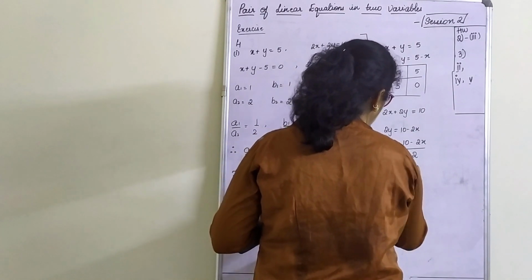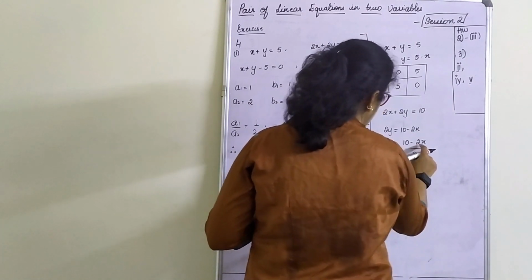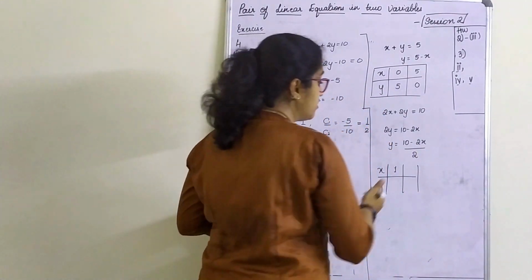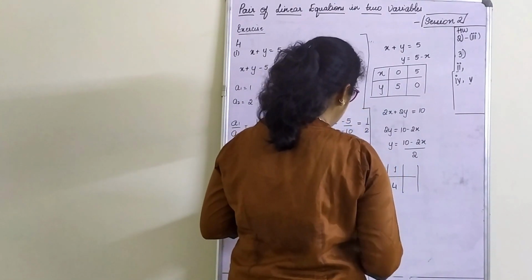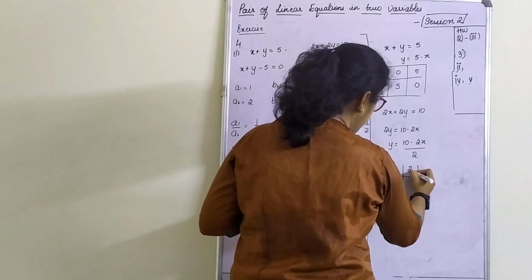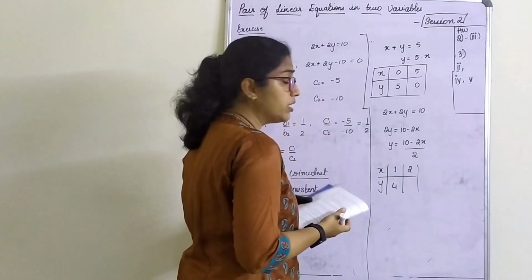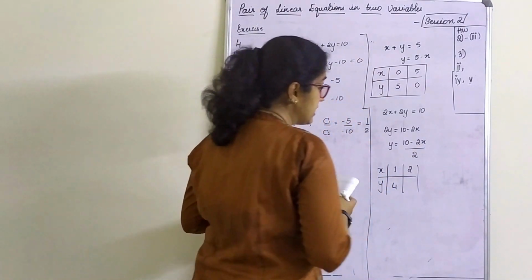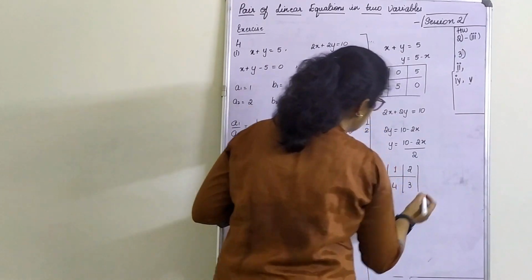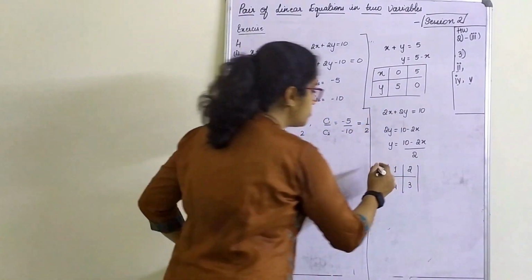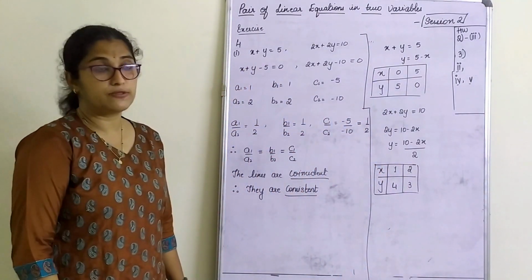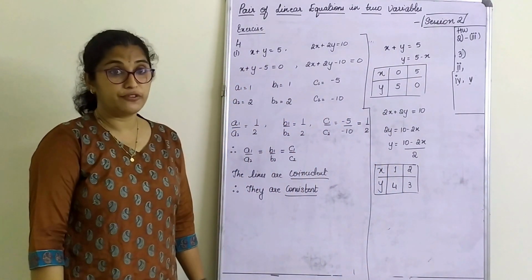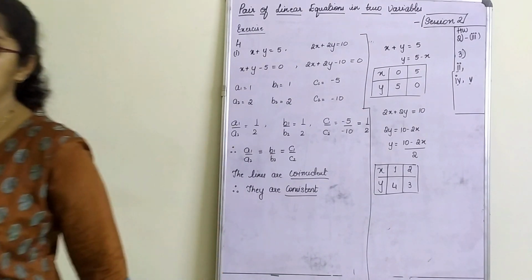Let me take the value for x as 1. So 10 minus 2 is 8. 8 divided by 2 is 4. Next I will take the value as 2. 2 2s are 4. 10 minus 4 is 6. 6 divided by 2 is 3. I think these two values are enough. Okay, so let's plot the values for the tabulation we have received.